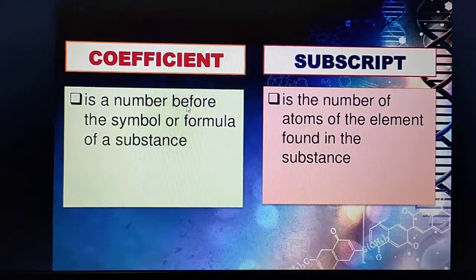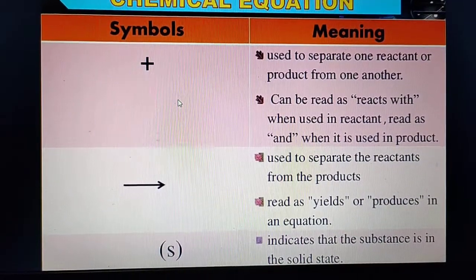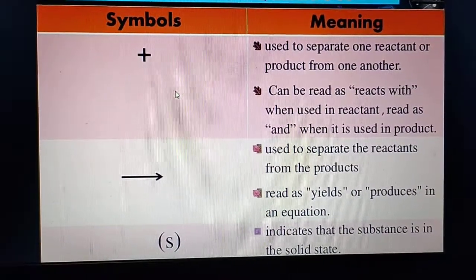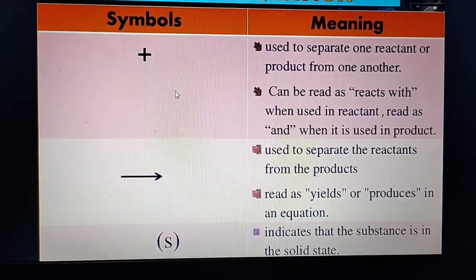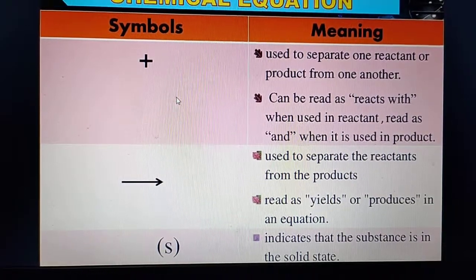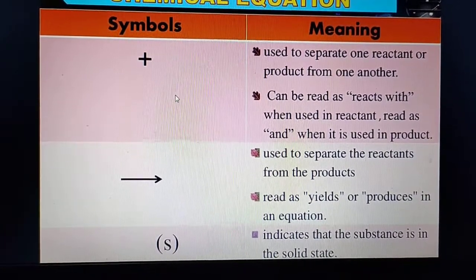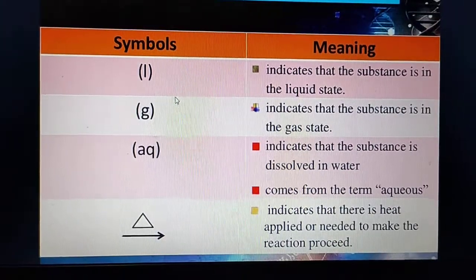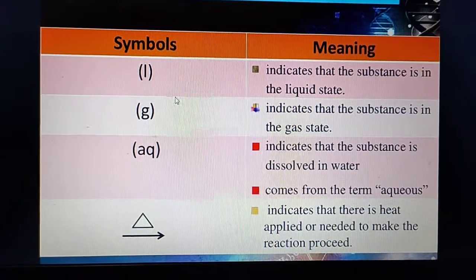Now let's see. You should know the various symbols which we are going to use in a chemical equation. The first symbol is the plus symbol. We use this symbol to separate one reactant or product from another. We use the arrow symbol to separate the reactants from the products. We use (s) in brackets to indicate the substance is in the solid state. (l) means liquid state.